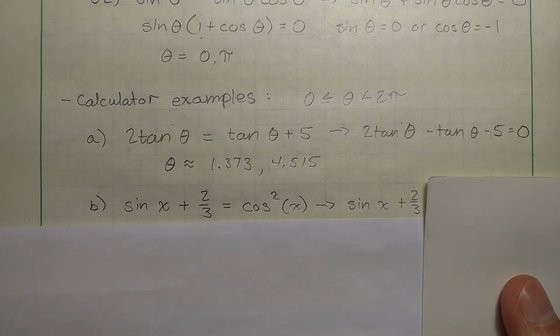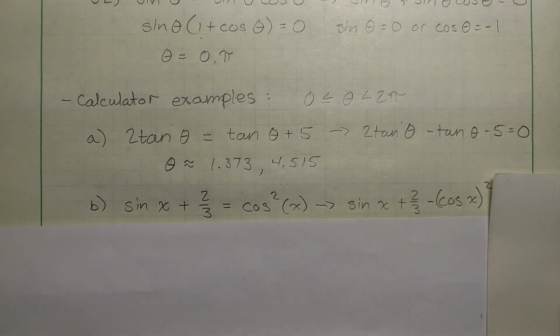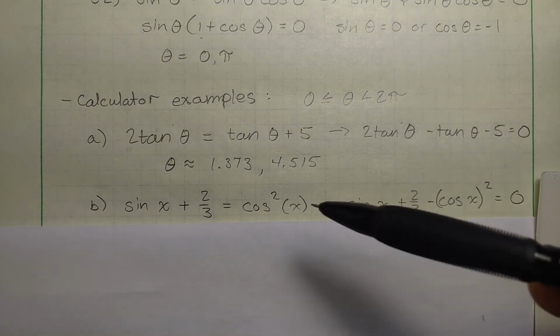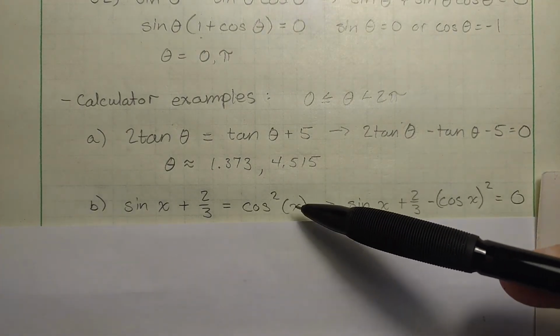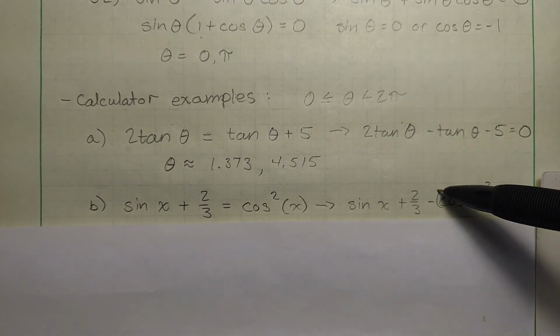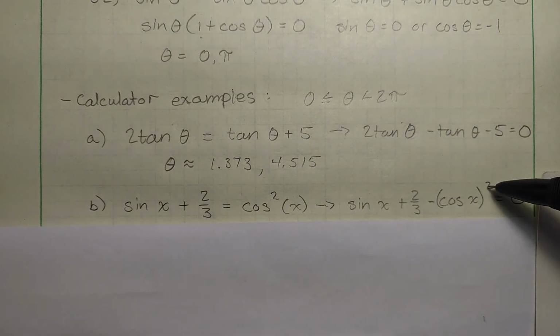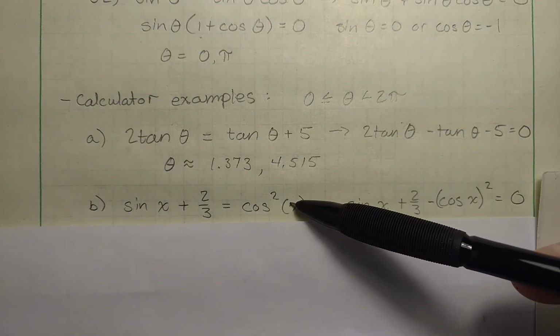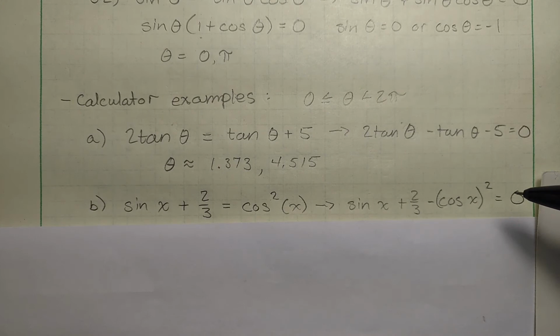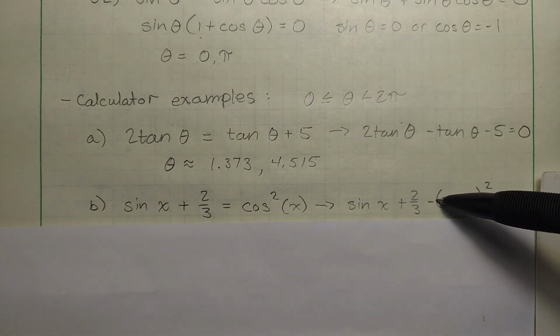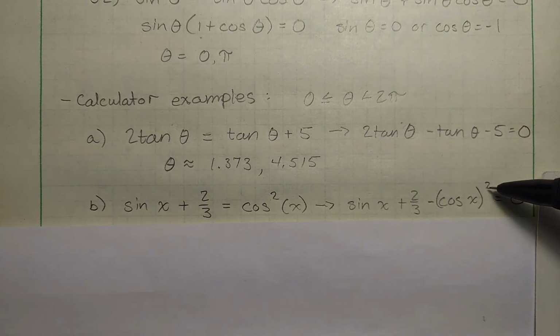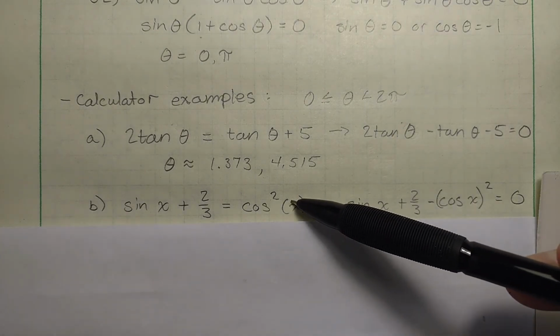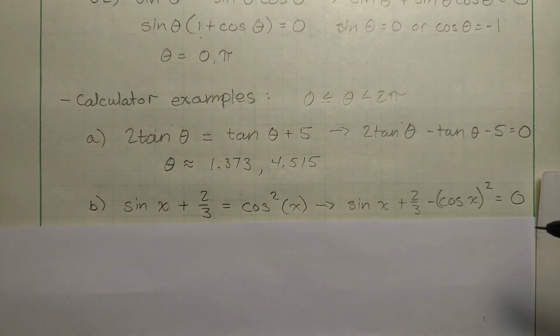So I get sine x plus 2/3 minus, and notice the way I wrote this. This squared here means that the whole cosine of x is squared. So I put parentheses around this entire cosine of x and put this squared here. We like this notation because we don't have to use parentheses as much. But when we go in the calculator, you must put parentheses around the whole thing and square it like that. Your calculator will not recognize this. So this is what I want to enter in my calculator.